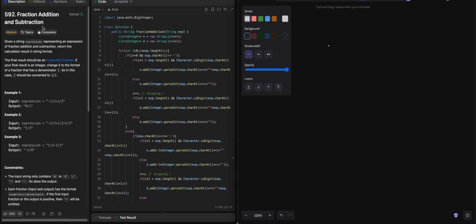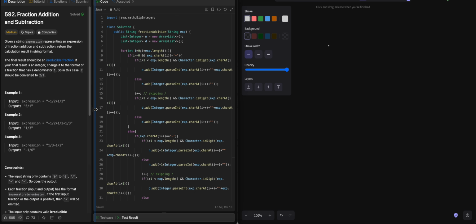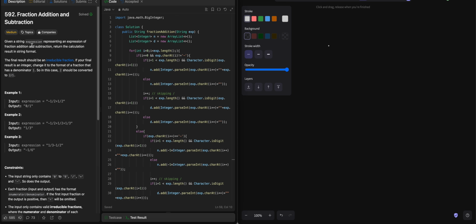So today we are going to solve problem 592, that is fraction addition and subtraction. So let's go through the problem statement first. Given a string expression representing an expression of fraction addition and subtraction, return the calculation result in string format. So basically we'll be given fractions with both positive and negative symbols. We have to calculate the fraction and return the final result.